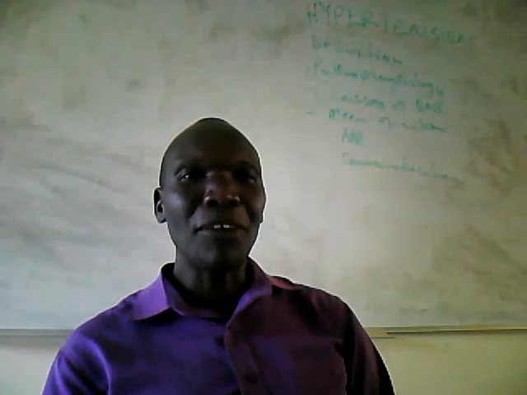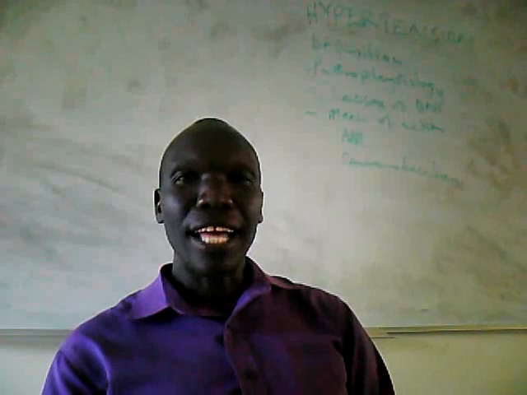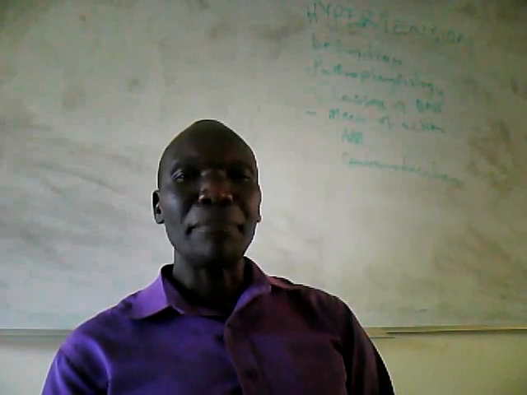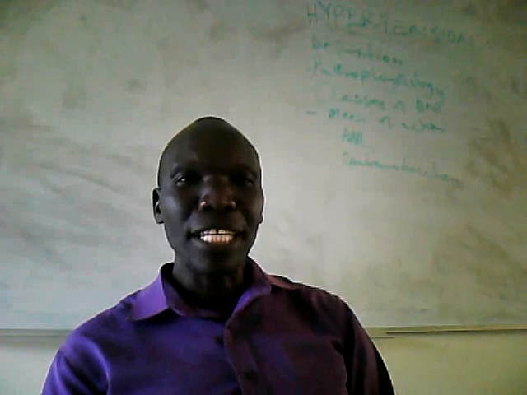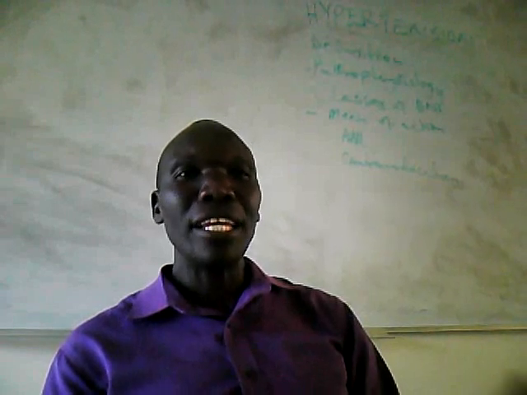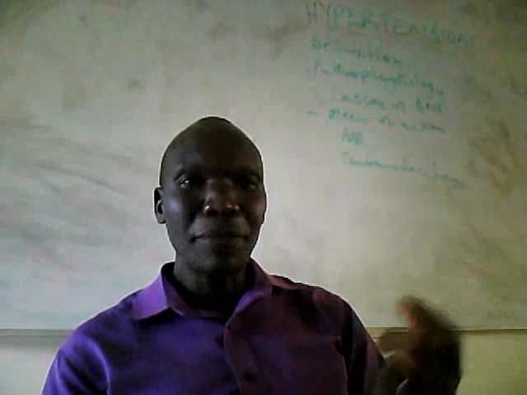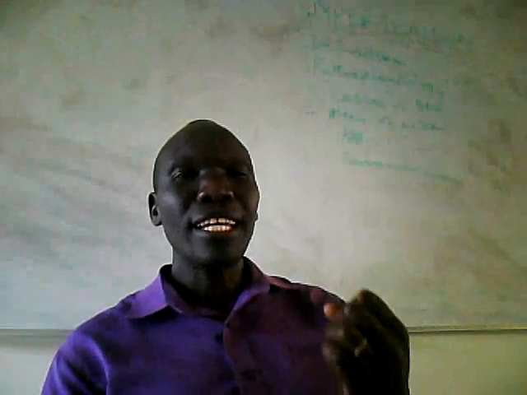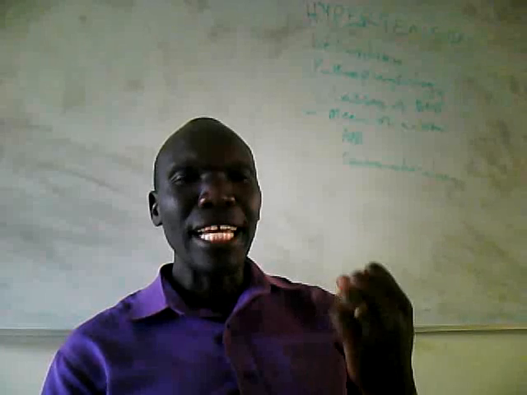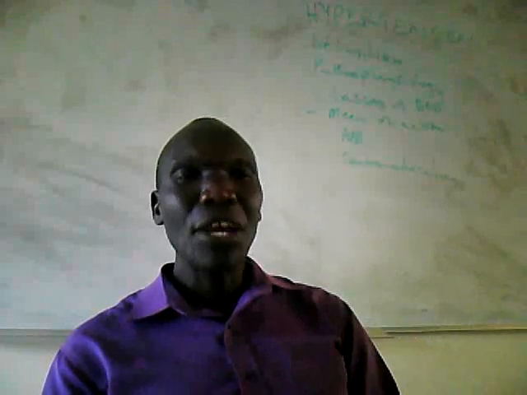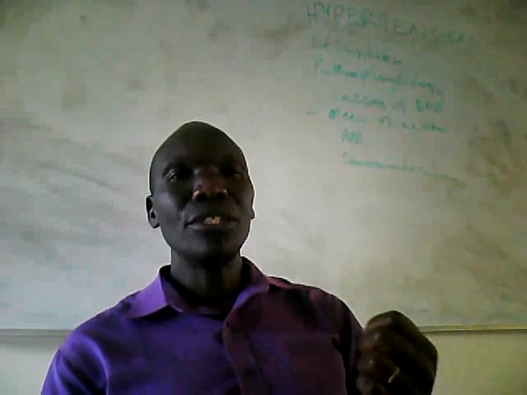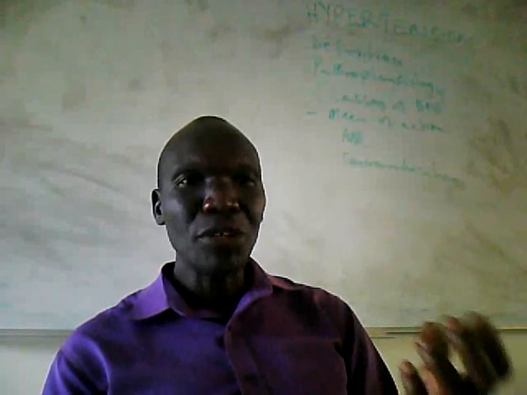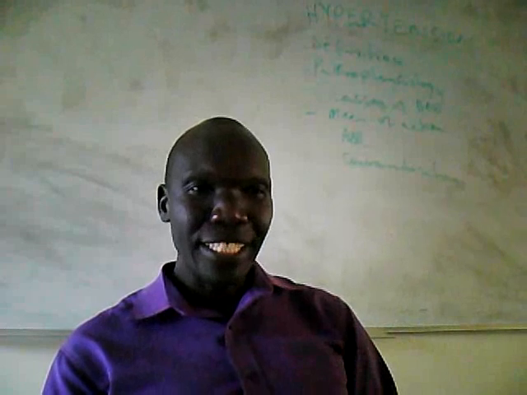I believe you have now got a better understanding of hypertension. You have got the principles that are used. Remember that we target to reduce the volume of blood. We target to inhibit the overstimulation of the heart. We also target to cause vasodilation in order to reduce the peripheral resistance.